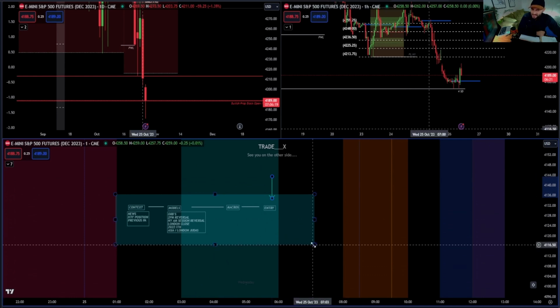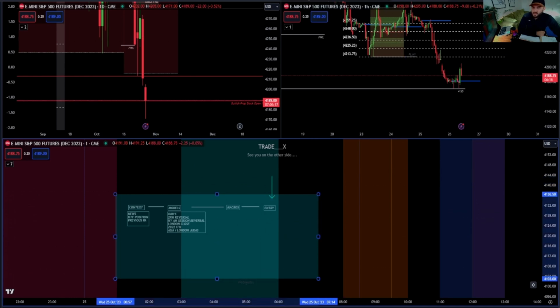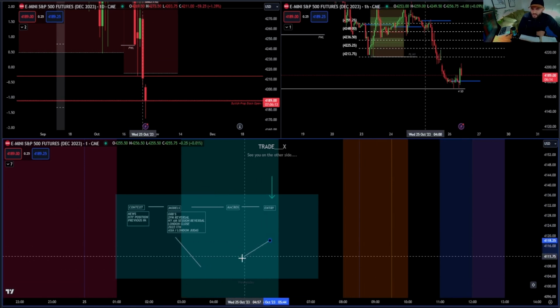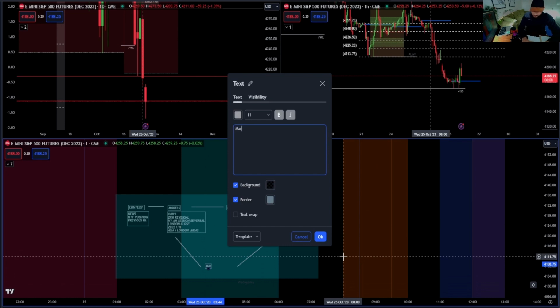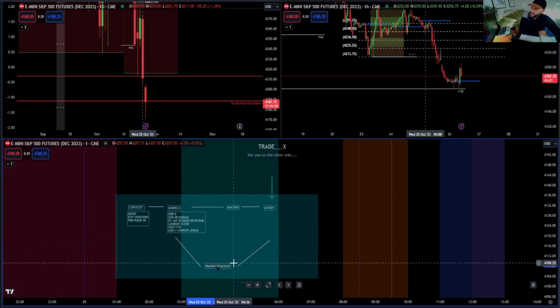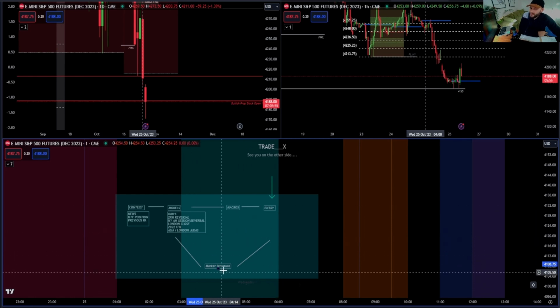Now, what sits underneath this, under models and under entry, is market structure. Everything that you guys have been learning in terms of protected lows, protected highs, how to manage standard deviations, all that comes under market structure.